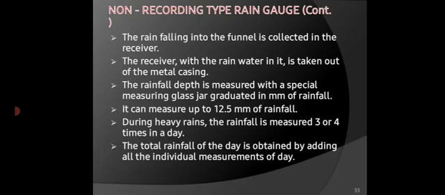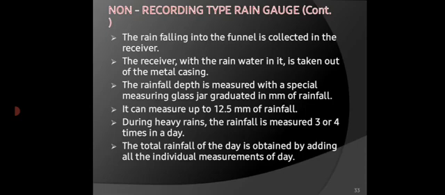The receiver with the rainwater is taken out from that casing. Then the rainfall depth is measured with a specially measuring glass jar graduated in mm, and it can measure up to 12.5 mm of rainfall. So simply, whatever rain is collected in the receiver, or the cylindrical bottle, that water is transferred into the measuring jar, and the depth of water is measured.